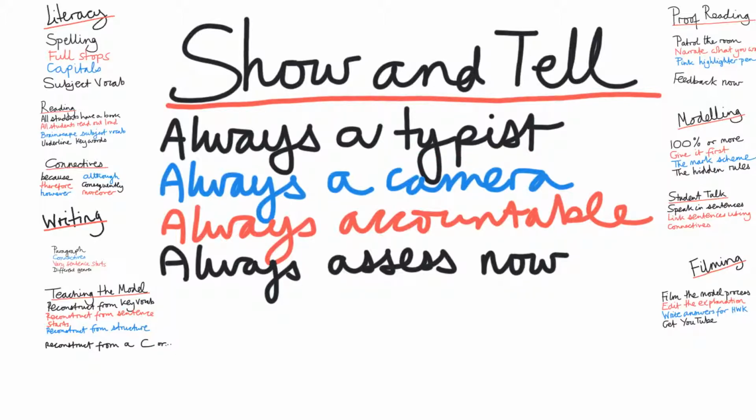Often the best example is a middle ability student who's going to make typical mistakes that 10 other students in the class are also going to make. That's gold dust to you because you can teach from it.